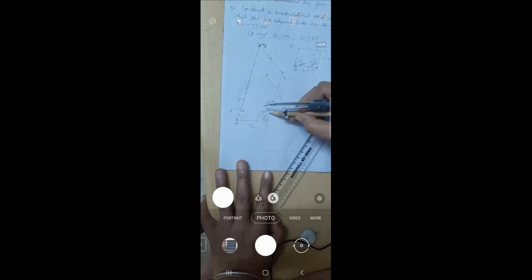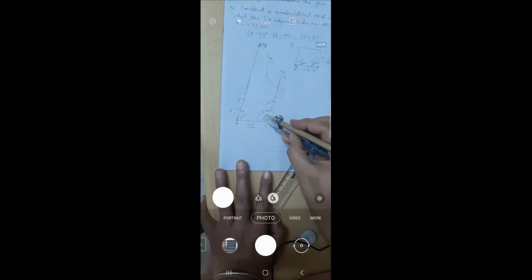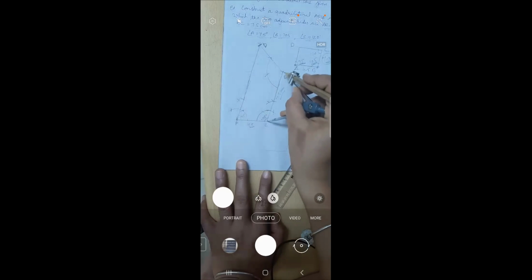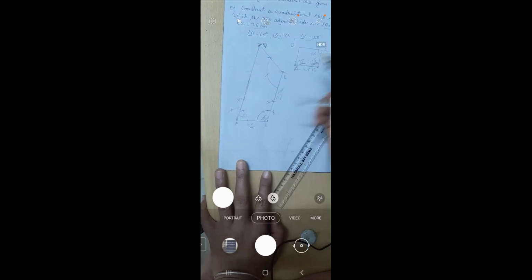Okay, this angle is 105. Now this 105 angle line is 7.5 centimeter long. So cut an arc at 7.5. Now join this point C and B. So this line will be done.